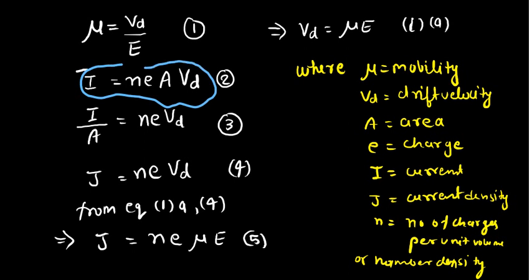Similarly, when you transfer this A to the left hand side of the equation, this will become I upon A equals NE VD. So I upon A is the current density. So J is equal to NE into drift velocity. So now the equation becomes current density is equal to N e mu E, where N is the carrier density, e is charge, mu is the mobility of the carrier, and E is the electric field. Here we use the relation drift velocity is equal to mu times electric field.